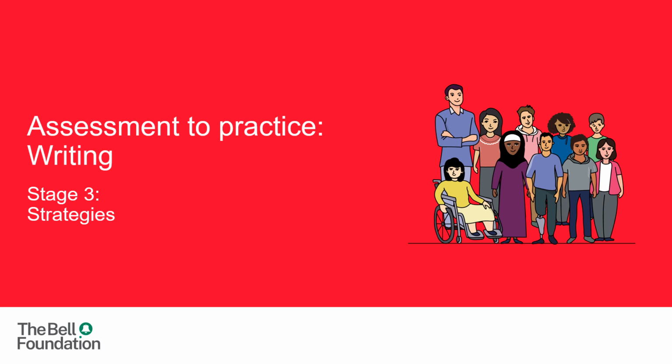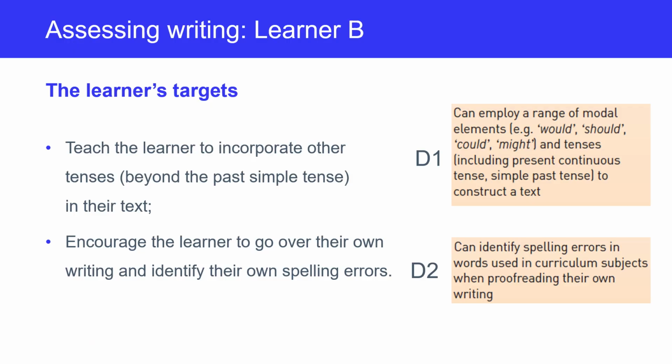Now that we have assessed the learner's written production and set language learning targets, how can we address this in the classroom? Let's recap what we finished with in the previous video. We have identified that the learner would need to work on the areas listed on the left to be able to use more tenses and modal elements and identify spelling errors when proofreading their own work.